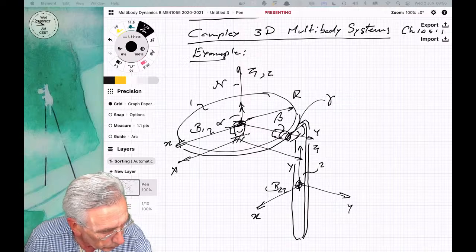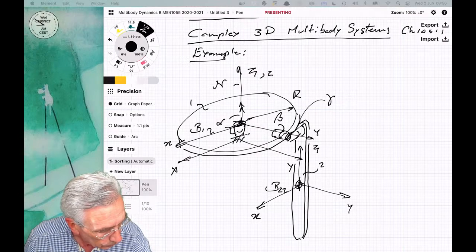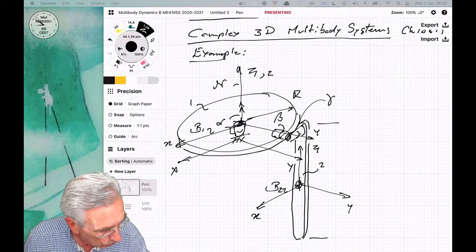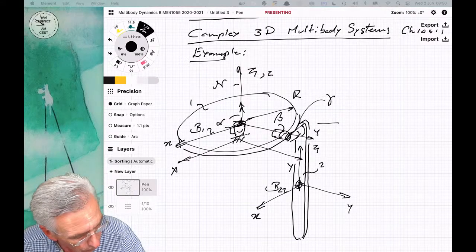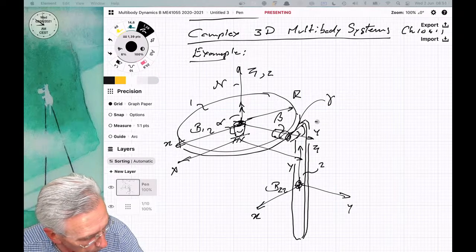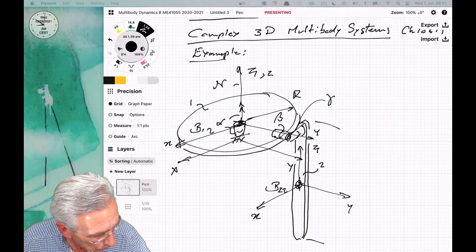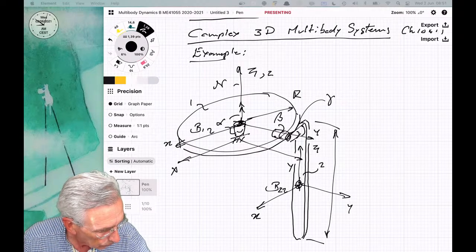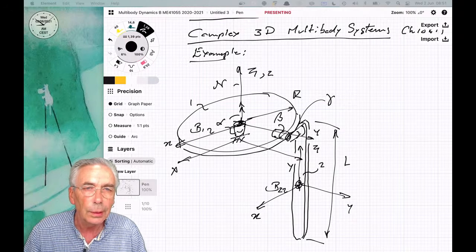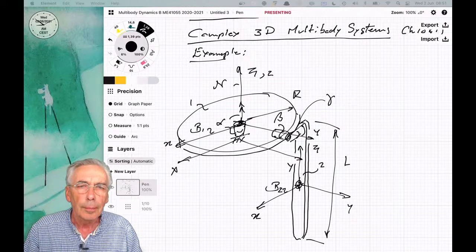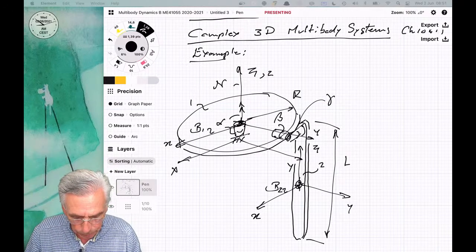The disk has a radius, and the pendulum, let's do a perspective thing, has some length, right? Then you have to define where the center of mass is, probably in the middle. You have to give some masses and so on.